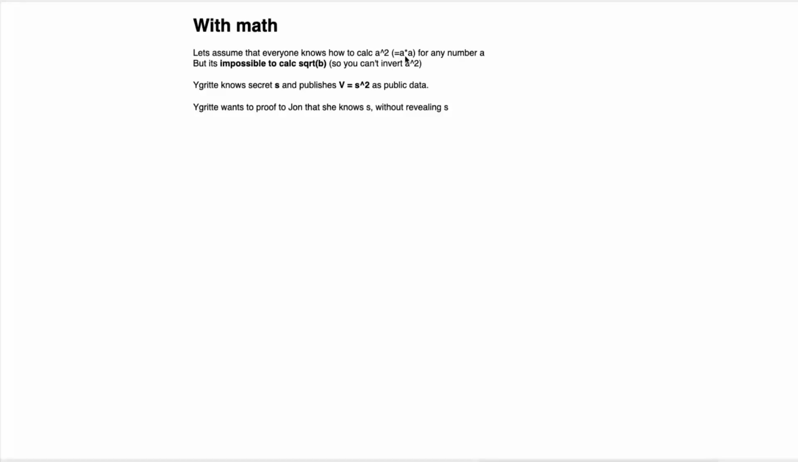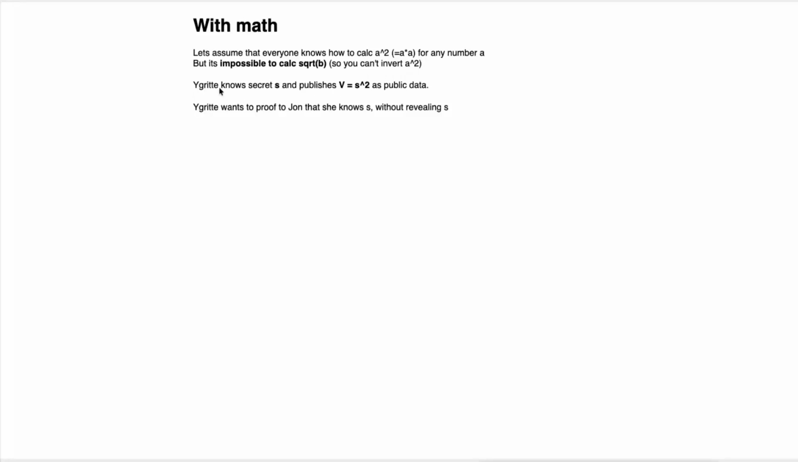So you can calculate a times a for any number a, and you get a squared. But let's assume in this video that it's impossible to calculate the square root of a value. So you cannot invert a squared. If you have a number, you cannot find out if that's a square of another number or what the square root of it is. That's our given now. So we need to assume that this is the case.